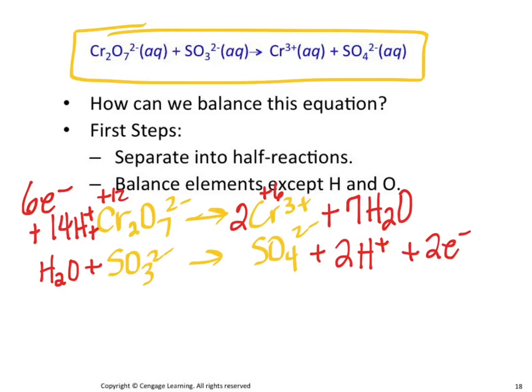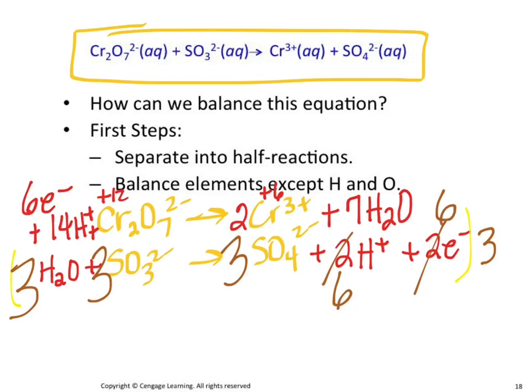Okay, so now we need to multiply. We have 6 electrons and 2, so we need to multiply our bottom one by 3. So everybody gets multiplied by 3. Which means that we now have 3 waters, 3 SO3s, 3 SO4s, 6 hydrogens, and 6 electrons.